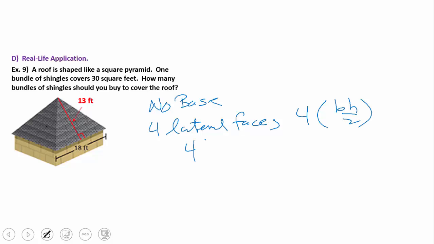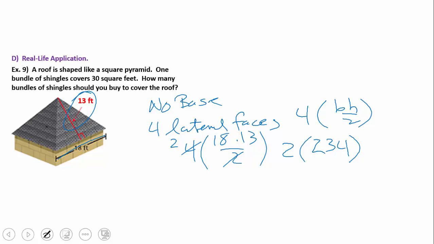And so 4 times, well, let's see. We have 18 for the base. We have 13 for the slant height. And we're dividing by 2. 2 goes in there 2 times, so 2. And 18 times 13 is 234. 2 times 234 is 468. And that's going to be feet squared. But that's not the answer.